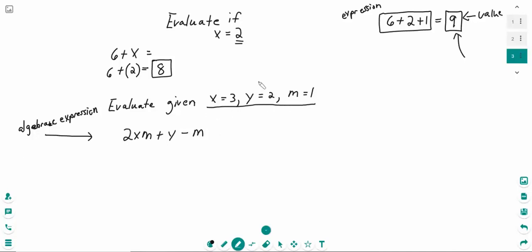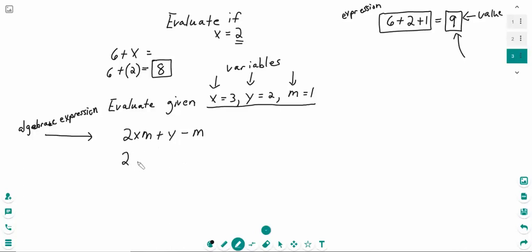Our variables, remember these are called our variables. These are good terms to keep in mind. These are variables. They're telling us the variables x, y, and m are equal to these numbers. All right. So all we have to do is plug in what we know about x, m, and y. All right, so we have a 2. We're just going to rewrite that.